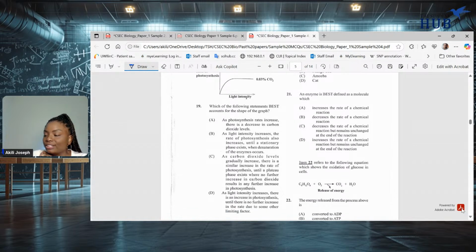Right? So is it as photosynthesis rates increase, there's going to be a decrease in carbon dioxide concentration. As light intensity increases, the rate of photosynthesis also increases until a stationary phase exists when denaturation of the enzyme occurs. As carbon dioxide levels gradually increase, there is a similar increase in the rate of photosynthesis until a plateau phase exists when no further increase in carbon dioxide results in any further increase in photosynthesis. Or D, as light intensity increases, there is an increase in photosynthesis until there is no further increase in the rate due to some other limiting factor. So it's going to be D. Yep.